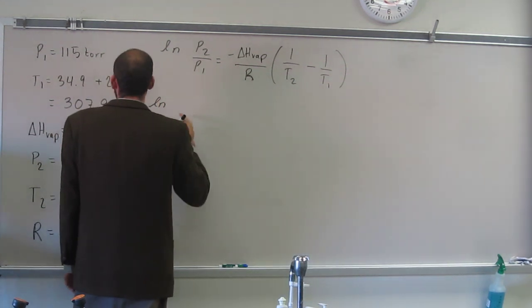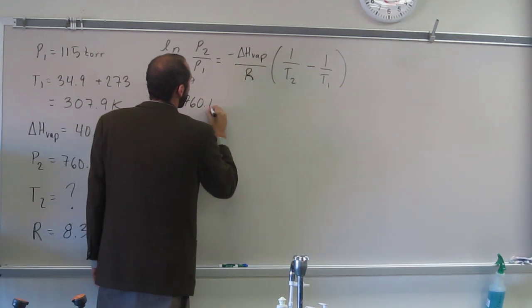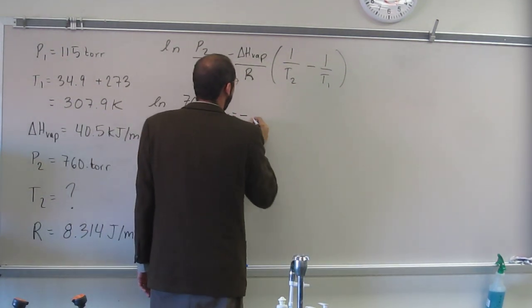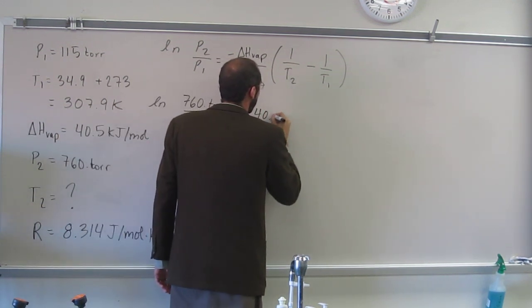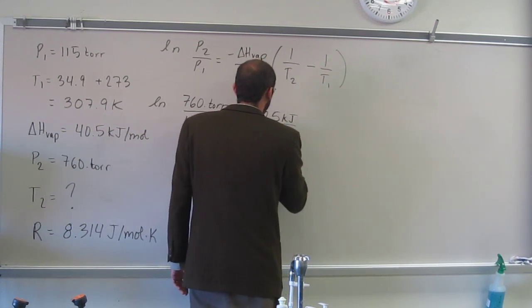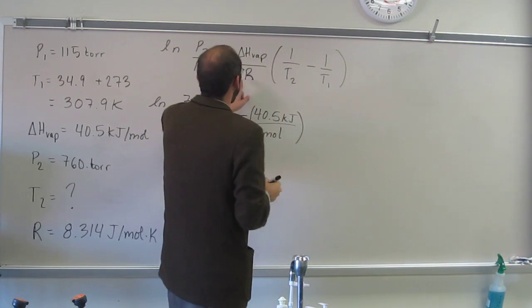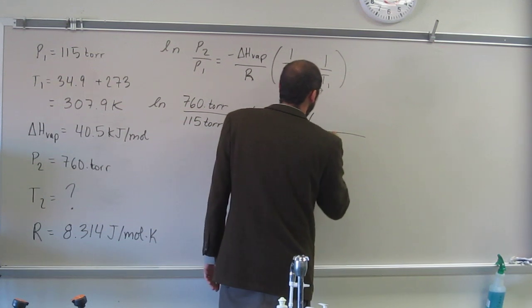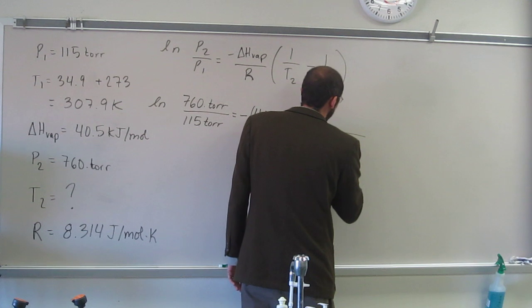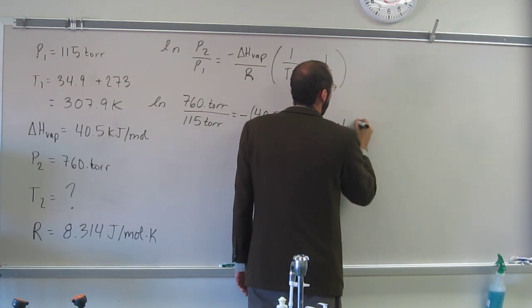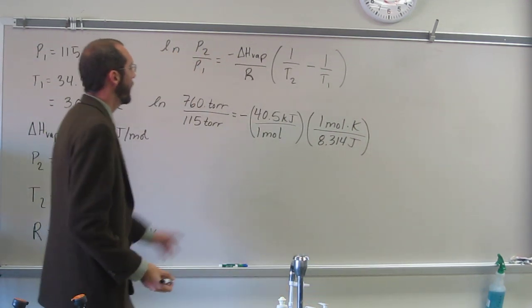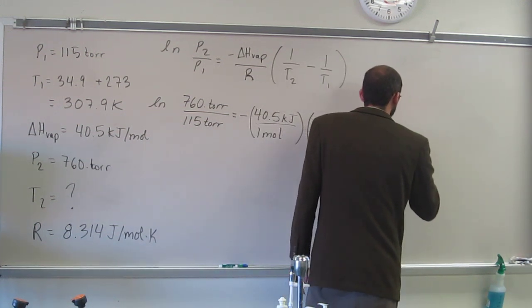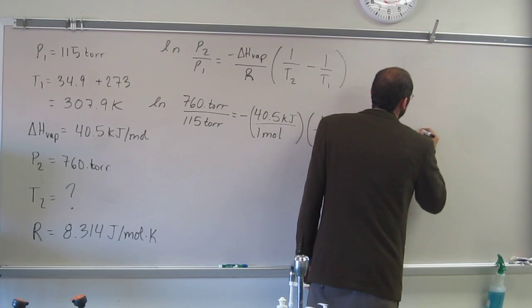So ln of P2, 760 torr, divided by P1, 115 torr, equals negative delta H vap, 40.5 kilojoules per 1 mole. That's divided by R, so we could say 1 over R, which is 8.314 joules per 1 mole Kelvin. Notice this is kilojoules and this is joules, so we're going to have to convert one to the other. Let's convert the kilojoules to joules. So 1 kilojoule is 1,000 joules.